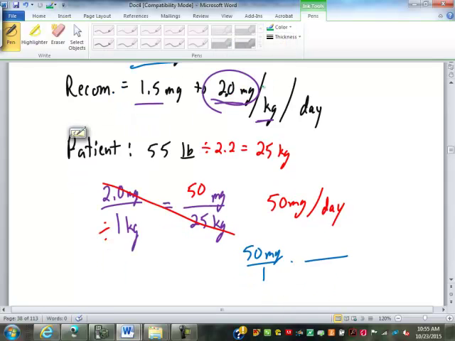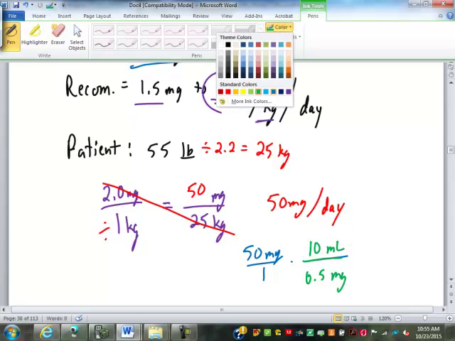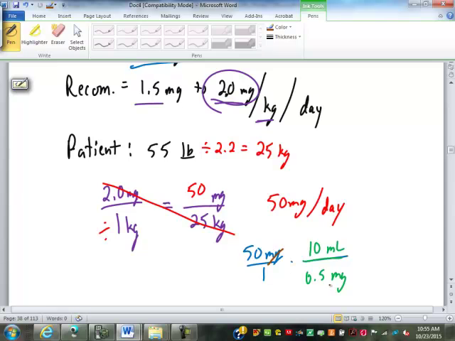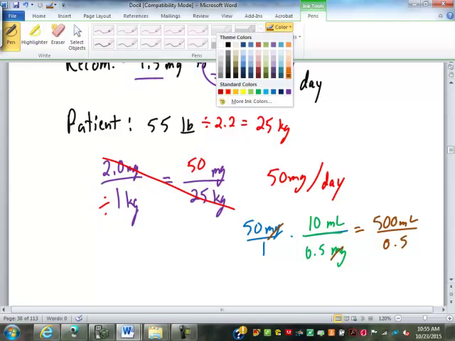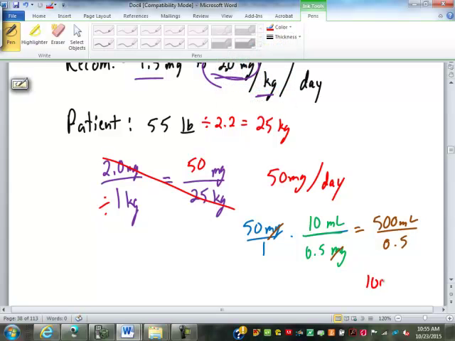I'm going to scroll up here a little bit. 0.5 milligrams in 10 milliliters. The milligrams will cross cancel. 50 times 10 is 500 milliliters over 0.5, which is, if we divide that out, should give us 1,000 milliliters. Now again, this is 1,000 milliliters per day.